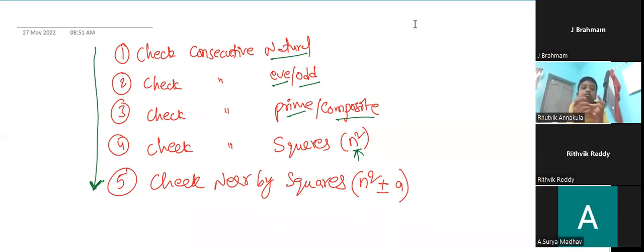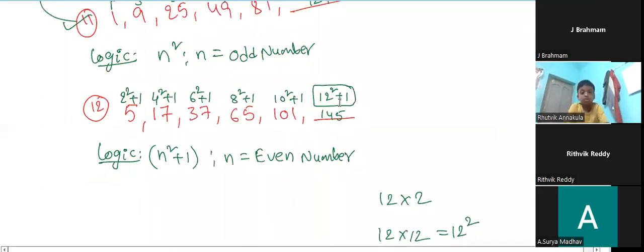Sorry, nearby squares only. Cubes we'll see later. Let us do some examples. Some more examples.